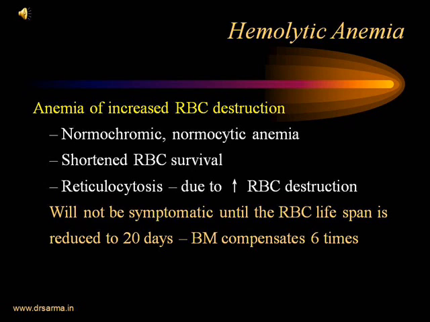Usually, hemolytic anemias will not be symptomatic until the RBC lifespan is reduced to 20 days. Remember, normal RBC lifespan is 120 days. Unless it is brought down to 20 days, it is not symptomatic because the bone marrow compensates for this reduced survival up to 6 times. Beyond that, decompensation occurs and hemolytic anemia results.